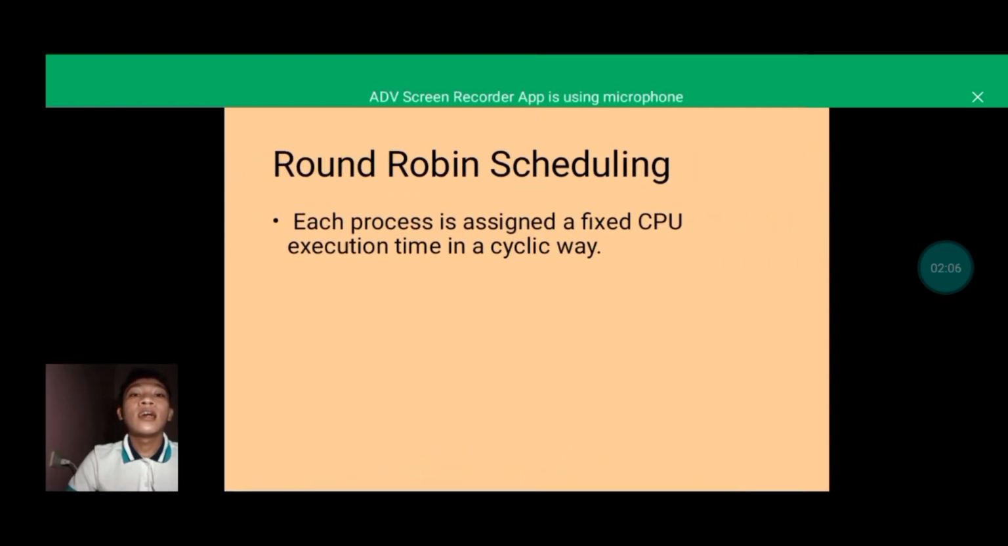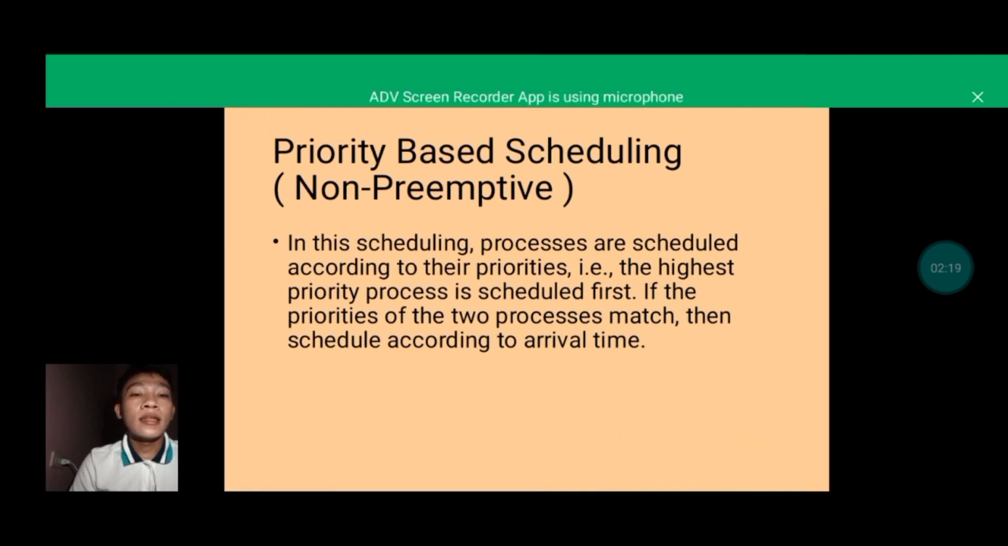The second is round-robin scheduling. Each process is assigned a fixed CPU execution time in a cyclic way. Next of the scheduling, priority-based scheduling or non-preemptive. In this scheduling, processes are scheduled according to their priorities. The highest priority process is scheduled first. If the priorities of two processes match, then they are scheduled according to arrival time.